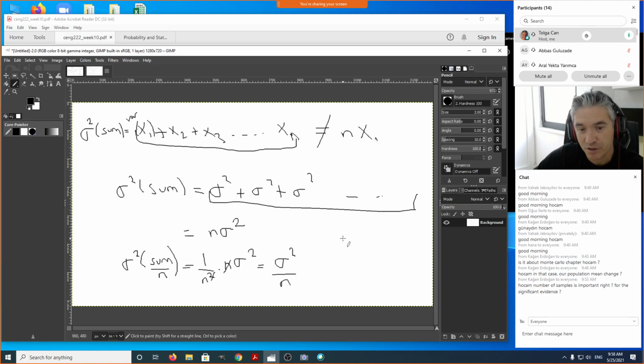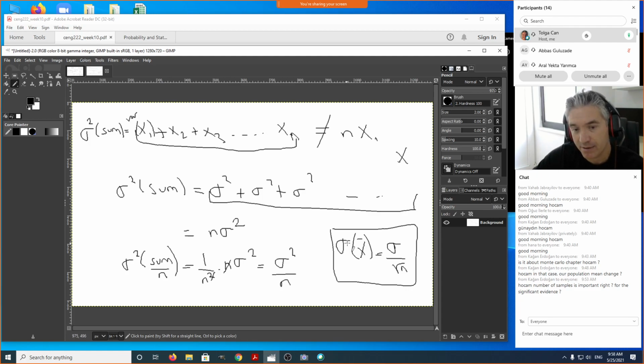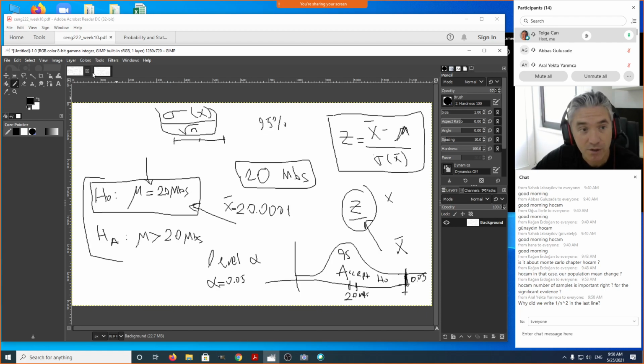If the variance of the average is this, the standard deviation of the average will be the square root of this, which is sigma divided by the square root of n. So this is how the formula is derived. If this is the standard deviation of x, some random variable, then the standard deviation of the average of n x's is going to be this. So this is the correct derivation that you do.